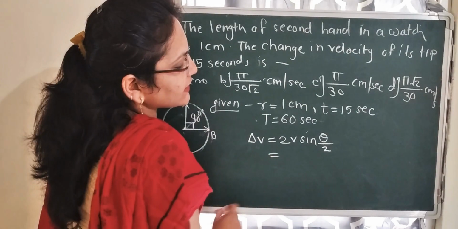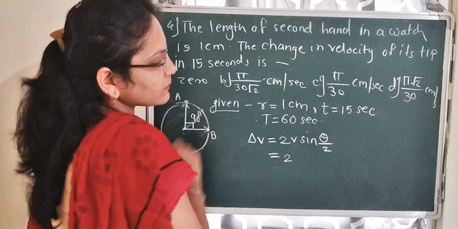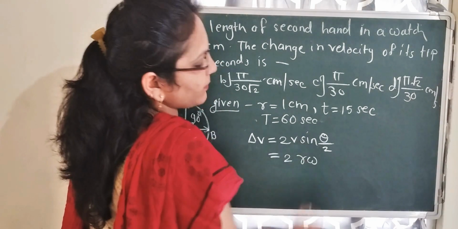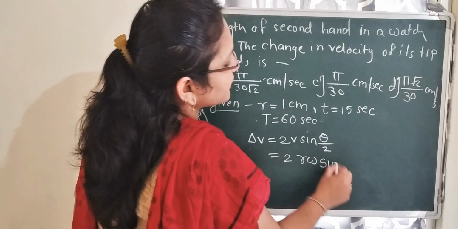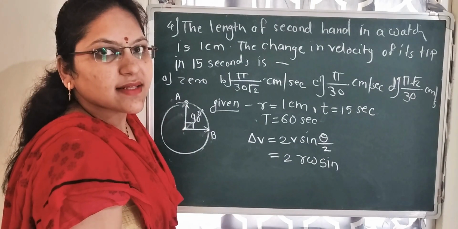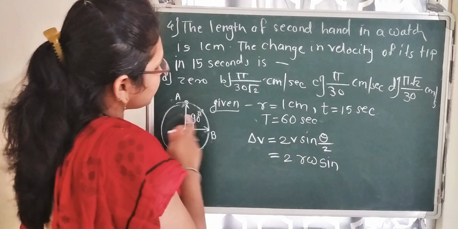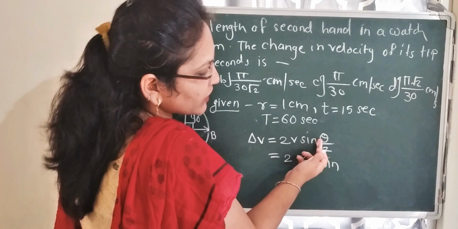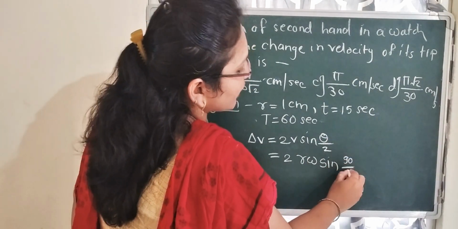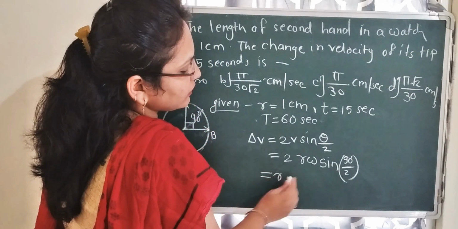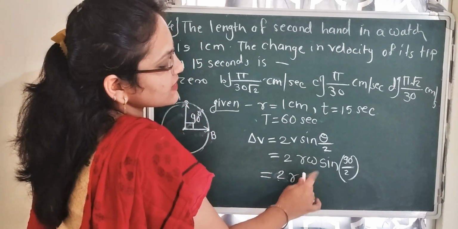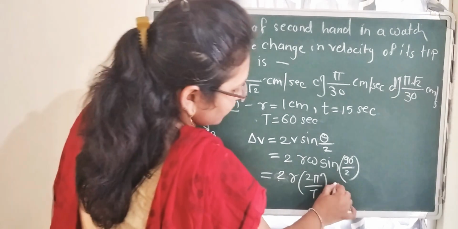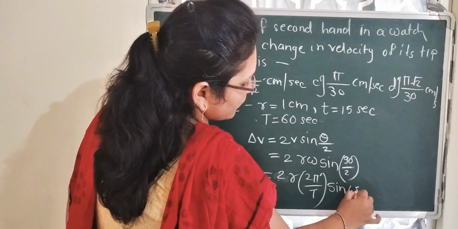So 2v sin theta by 2, where v is unknown to us. We can find v, which is equal to r omega. Then sin theta by 2. Theta is the angle made by the second hand in the given time, which is 90 degree, so in place of theta we put 90 upon 2. Then 2 into r into omega, where omega is 2 pi upon capital T. Then sin 90 by 2, that is 45.